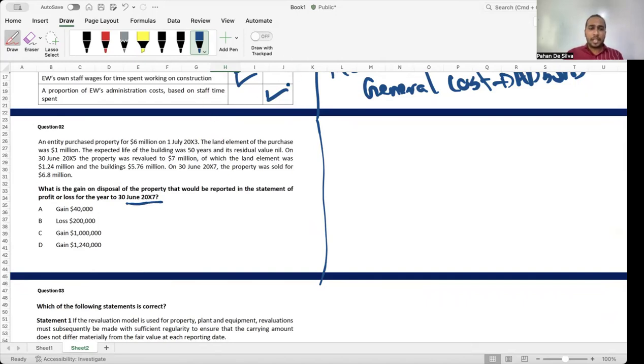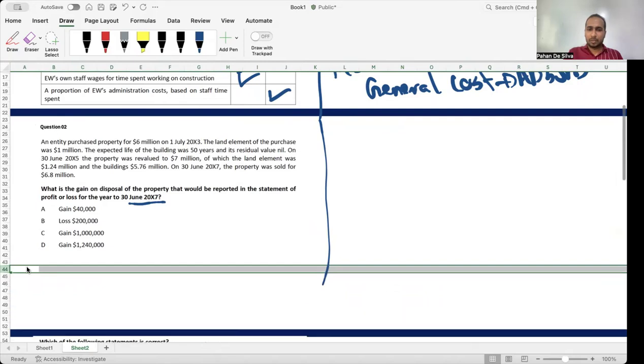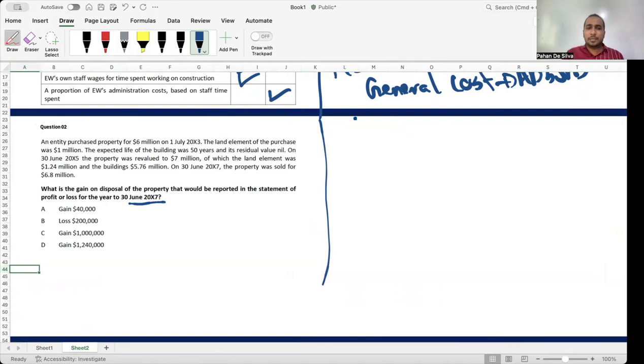Now, the company has purchased a property on 1st July 2013. They have purchased this property on 1st July 2013, right? The cost was $6 million.